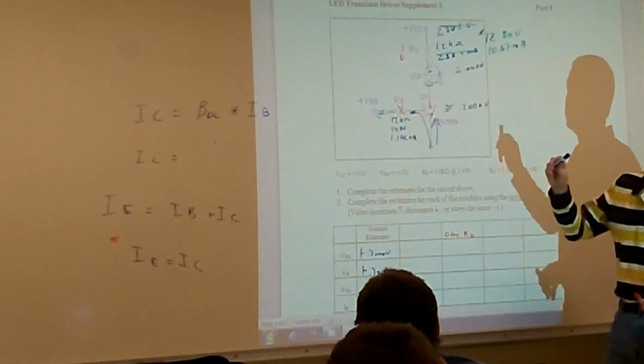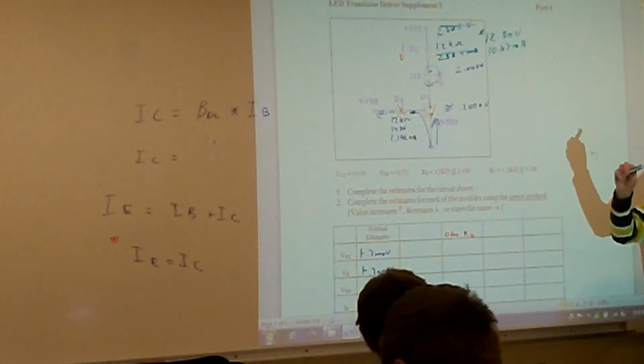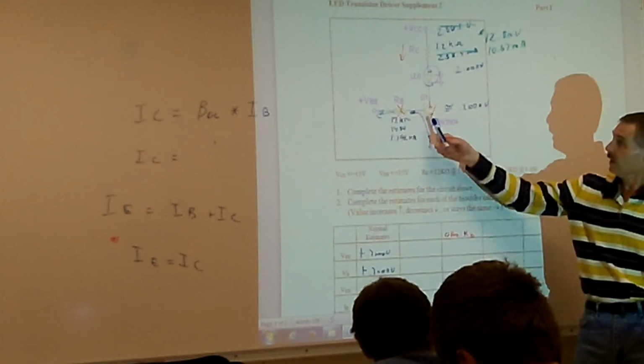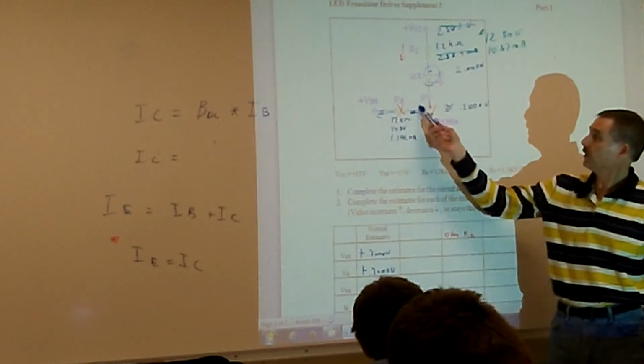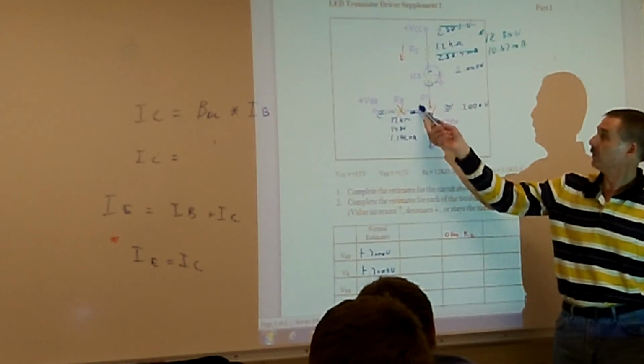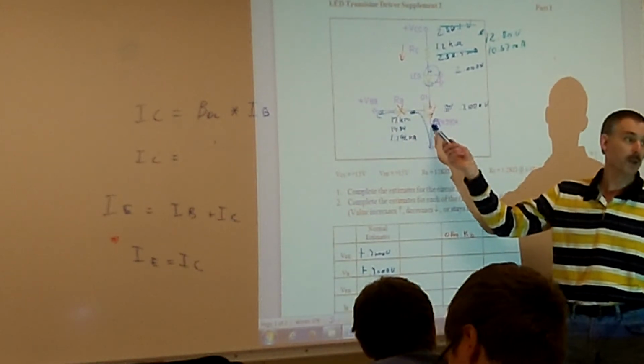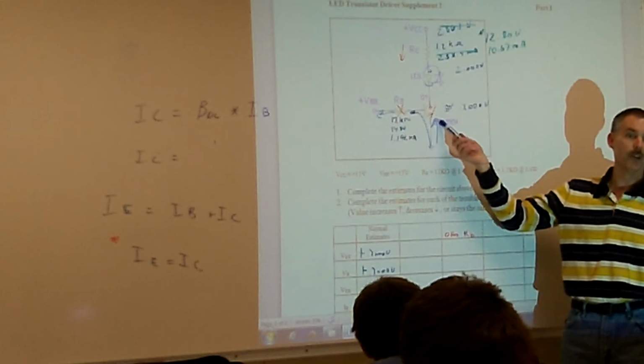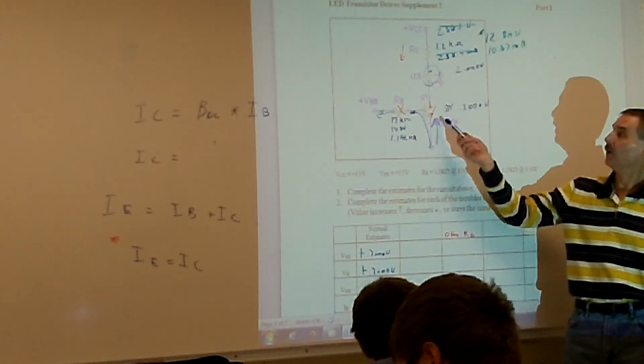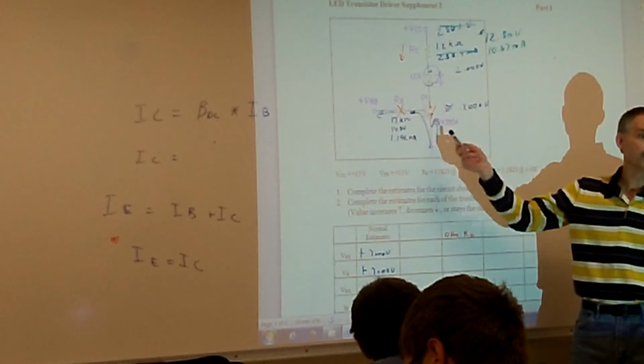Not really, because if I have 0 volts here, so on my previous one, if I have 0 volts here and 0 volts here, is my base emitter a go or no go? No go. No go. So that's another open, right?